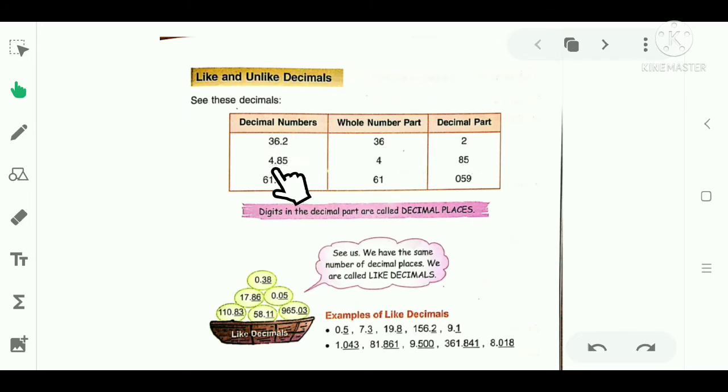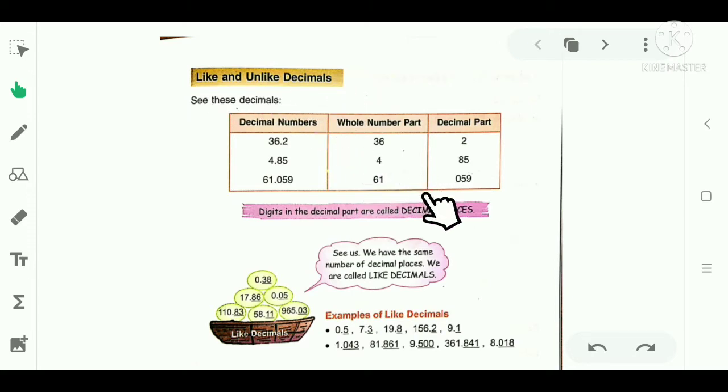Next example is 4.85. Here 4 is the whole part and 85 comes after the point, so 85 is the decimal part. In this way, in this decimal number, 61 is the whole number part and 059 is the decimal part. We have already discussed this in our live class. So students, now the main topic is what is like decimal and what is unlike decimal.